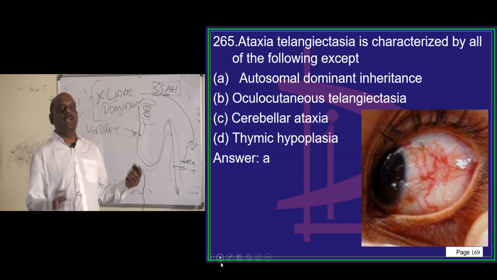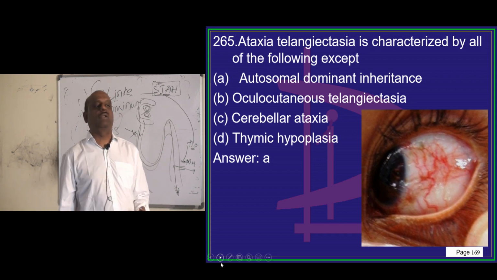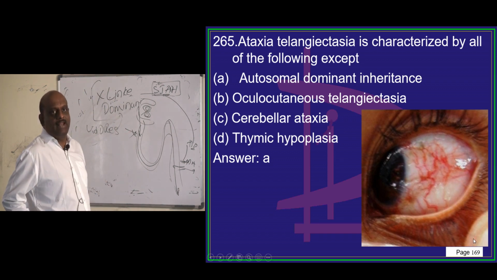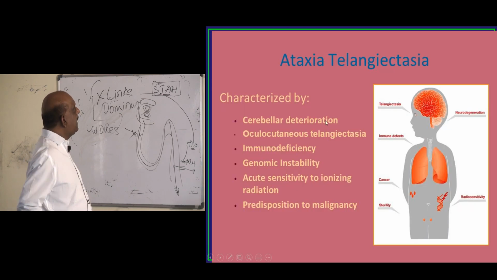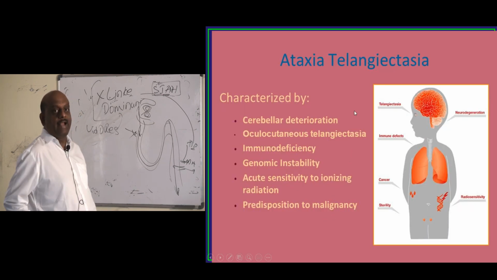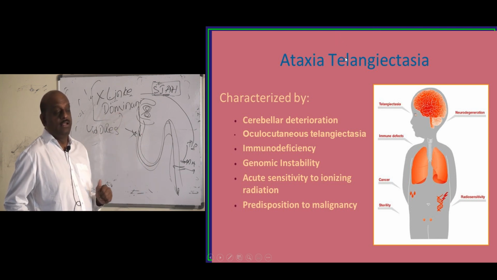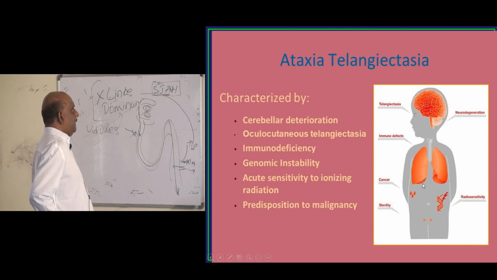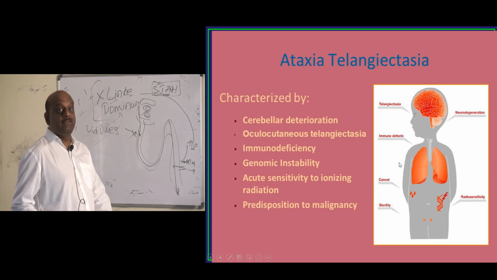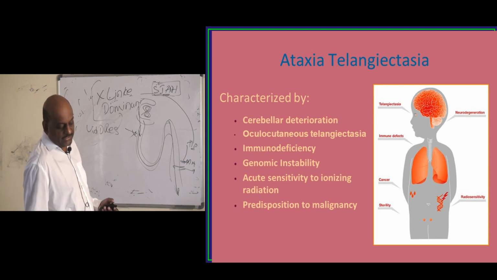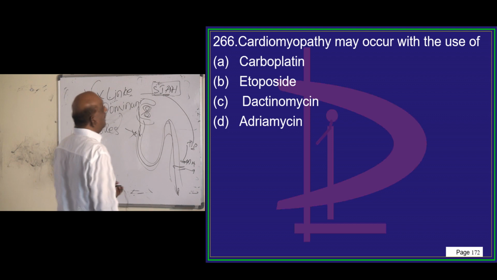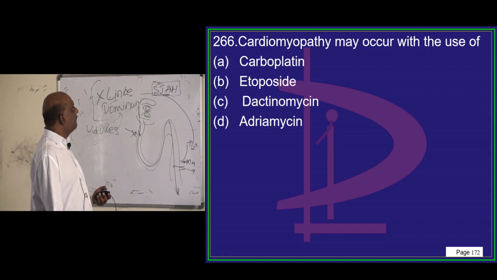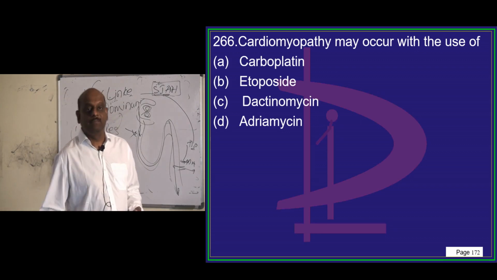Ataxia telangiectasia has an autosomal recessive pattern of inheritance. You have oculocutaneous telangiectasia, cerebellar ataxia, thymic hypoplasia, genomic instability. Ataxia telangiectasia is one of the predisposing conditions for malignancy because of the genomic instability, and they have a high sensitivity to ionizing radiation, is what you need to remember. And cardiomyopathy, typically where do you see?